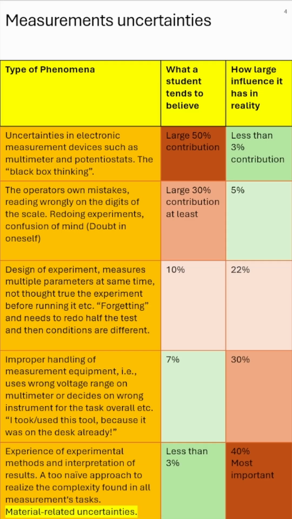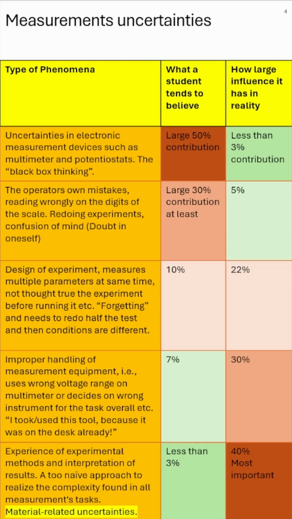And then we come to the last example, and that is the experience of experimental methods and the interpretation of the results that you achieve from them. And here there is a too naive approach to realize the complexity found in measurement tasks. It's this how-hard-can-it-be thinking again. And here the experienced persons know the idea behind material-related uncertainties, that you're working with research-grade chemicals and things like that.